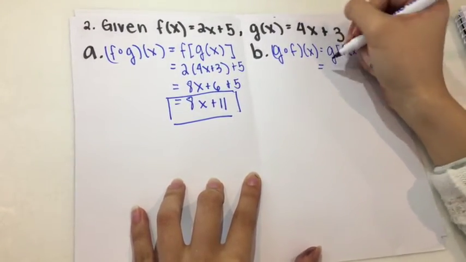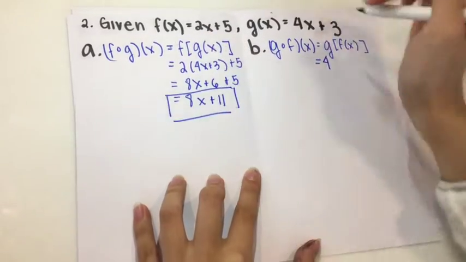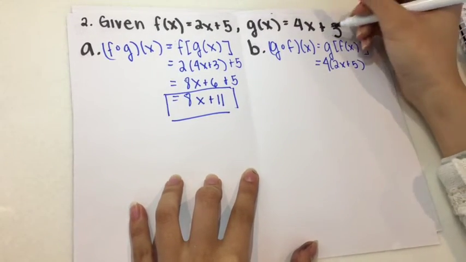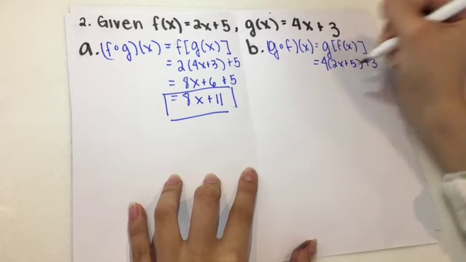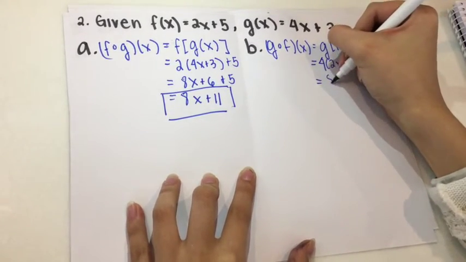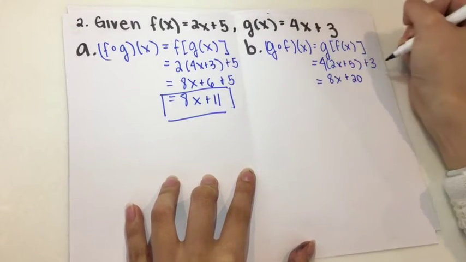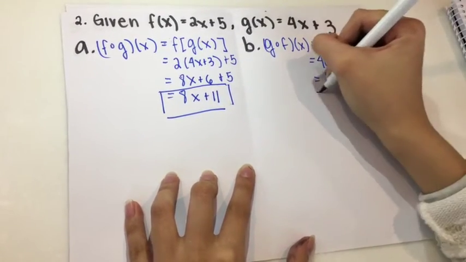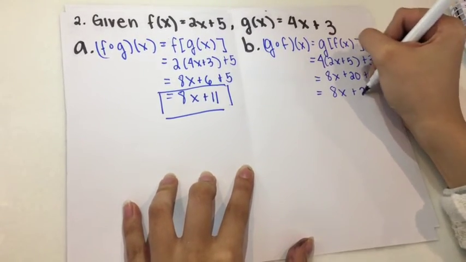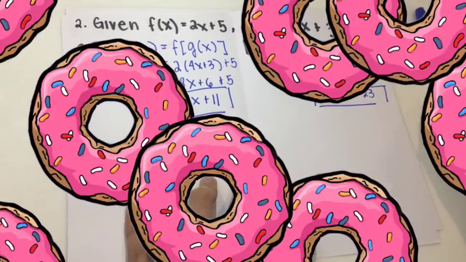So, g is 4, but instead of x, we'll write 2x plus 5. And then, copy 3. So distribute: 4 times 2x is equal to 8x. 4 times 5 is equal to 20. Then add 3. So simplify: 8x plus 23. This is your final answer.